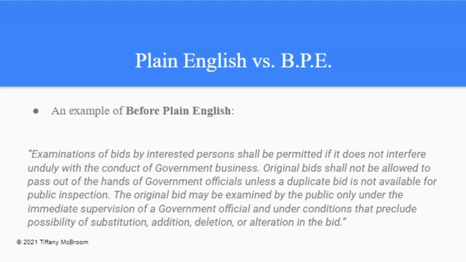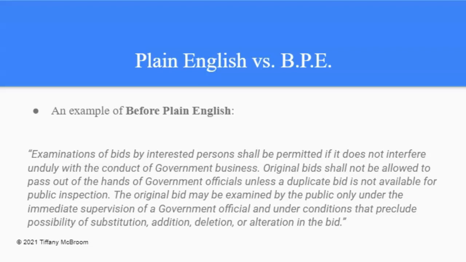It says, examinations of bids by interested persons shall be permitted if it does not interfere unduly with the conduct of government business. Original bids shall not be allowed to pass out of the hand of government officials unless a duplicate bid is not available for public inspection. The original bid may be examined by the public only under the immediate supervision of a government official and under conditions that preclude possibility of substitution, addition, deletion, or alteration in the bid.